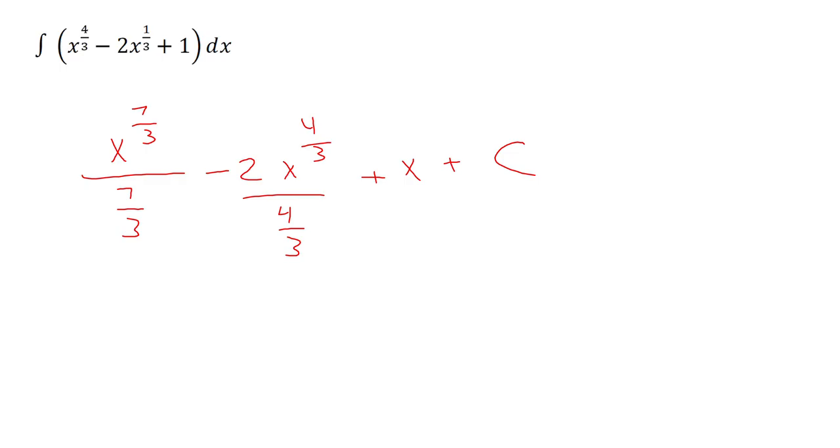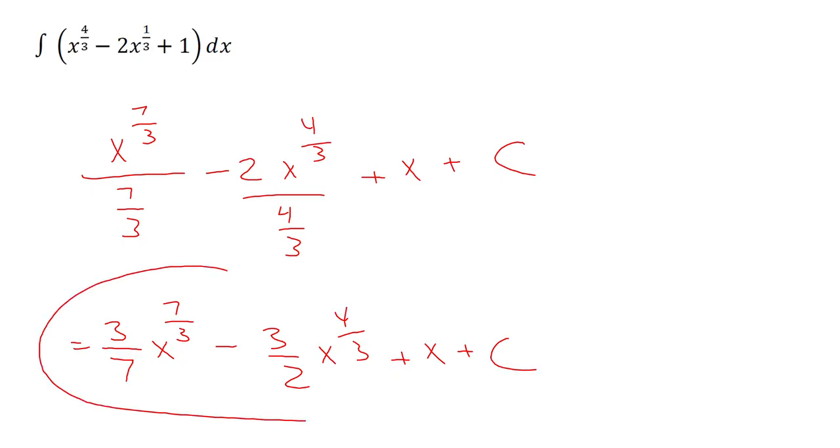But we will rewrite this, right? We're not going to divide by 7/3. That's the same as multiplying by 3/7. So it's 3/7 x to the 7/3. And then the same thing there with the division by 4/3. We're not going to divide by 4/3. We'll multiply by 3/4. And when I do that to the 2, I get 6/4, which is 3/2. So minus 3/2 x to the 4/3 plus your x plus your constant.